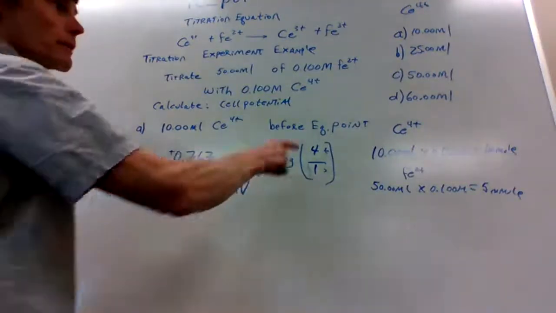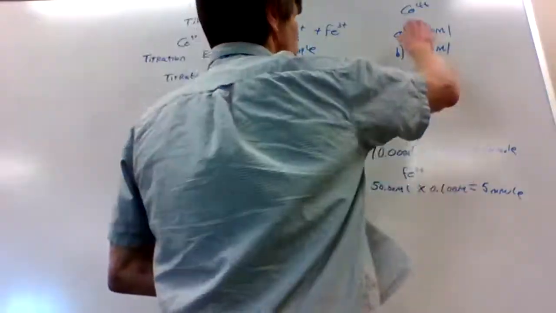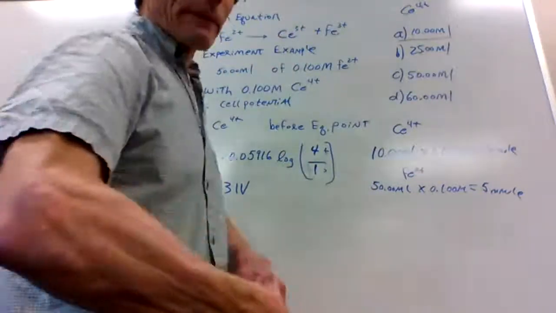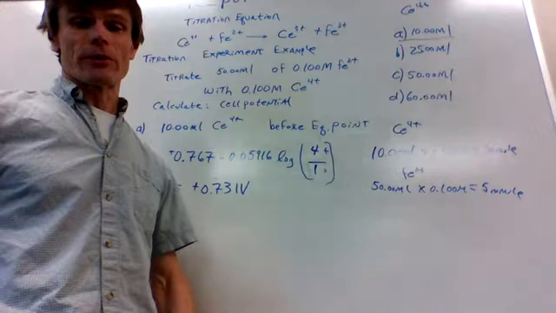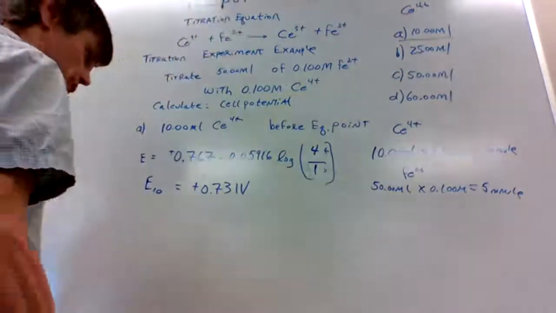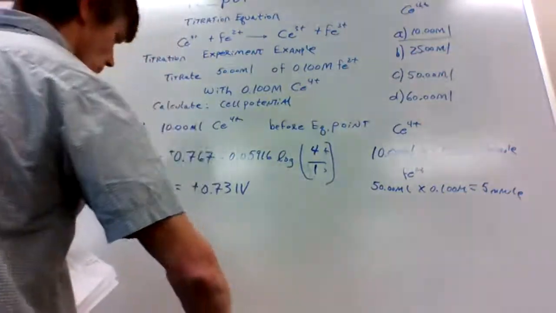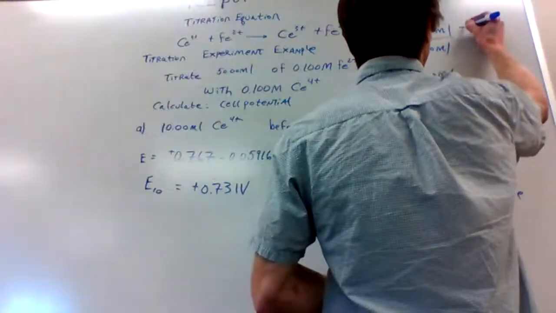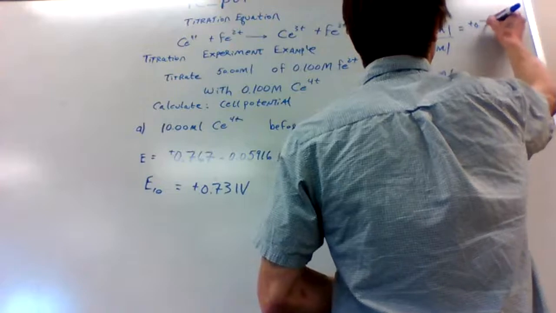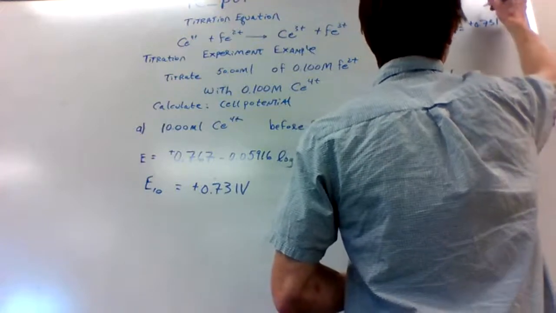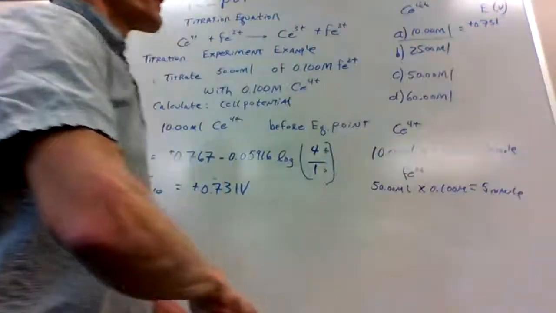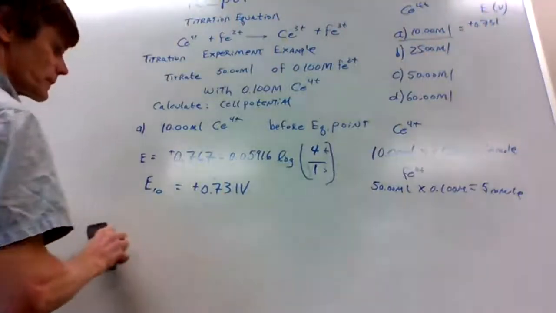Let's move to our next. We did this one. That one's done. Let's move to 25 milliliters. You know what? You're going to be happily surprised that this is real similar to the Henderson-Hasselbalch equation. So let's just keep that. Let's write down the potential. And let's move to our next state, 25 milliliters.